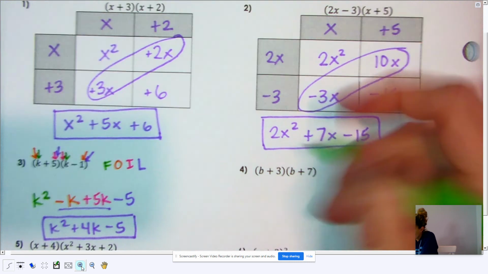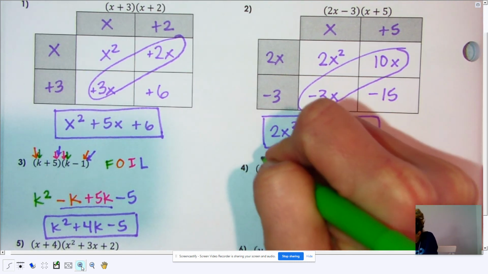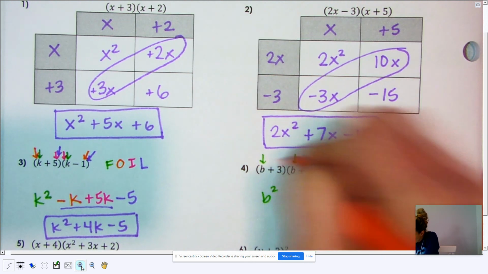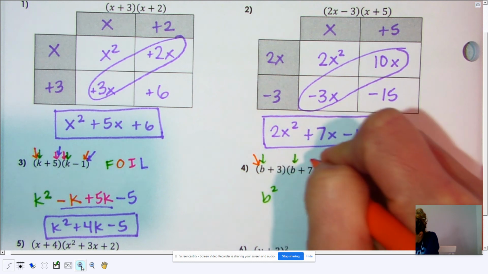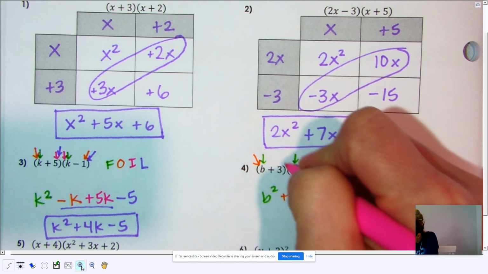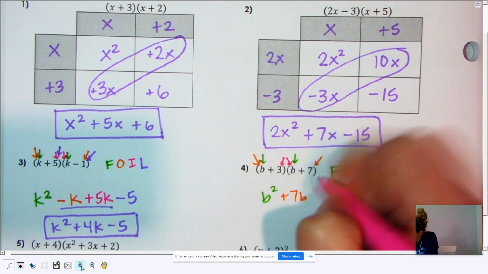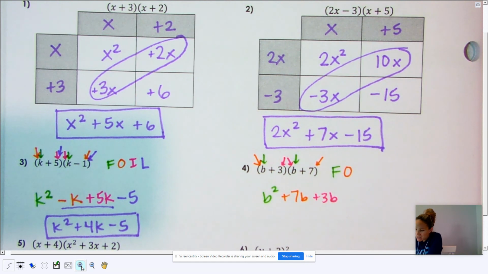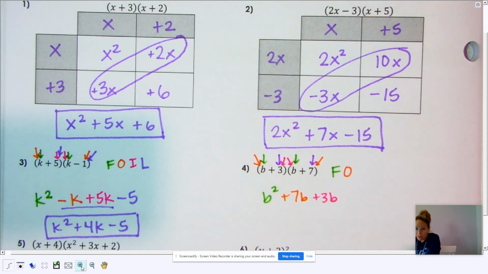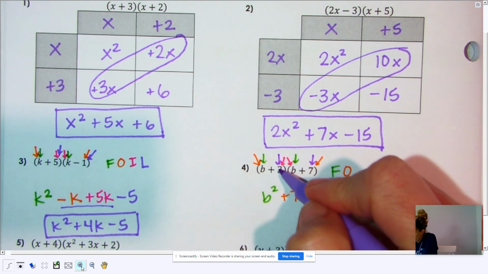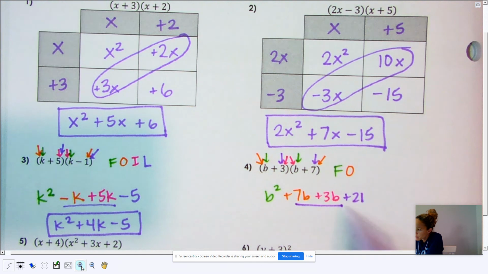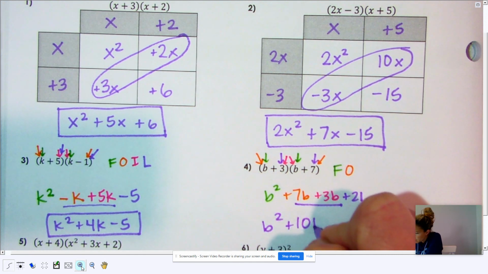Okay, so I'm going to write this out again. First would be b times b, which would be b squared. The outer would be the b and the 7. So I would have 7b. The inners would be these two middle ones, so 3 and b, so plus 3b. And then the last ones would be the 3 and the 7, the last in each of my binomials. So 3 times 7 would be 21. Okay, and so now I just need to combine like terms. So I have b squared plus 10b plus 21.